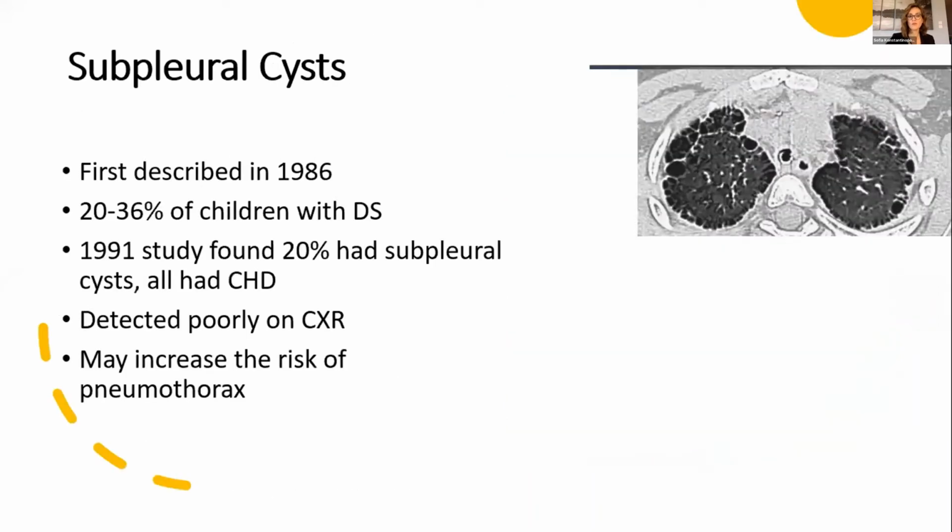Now, as a result of this pulmonary hypoplasia and deficiency in alveolarization and growth abnormalities, you may encounter subpleural cysts. And these subpleural cysts are seen in about 20 to 36% of individuals with Down syndrome. And they're most commonly found in those individuals who have underlying congenital cardiac defects. Now, these are poorly detected on chest X-rays, but they're clearly seen on high-resolution chest CTs.